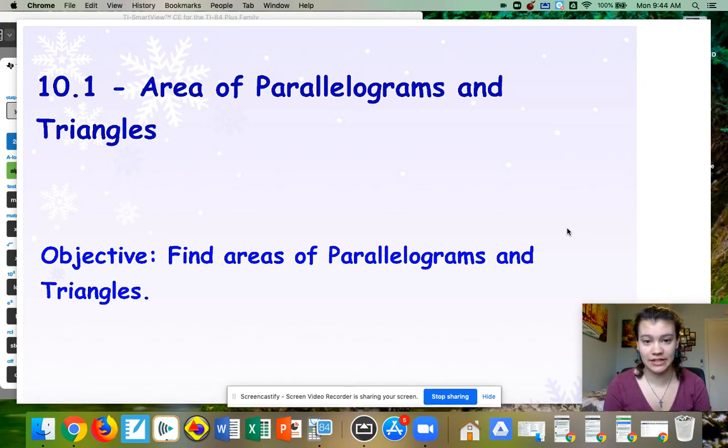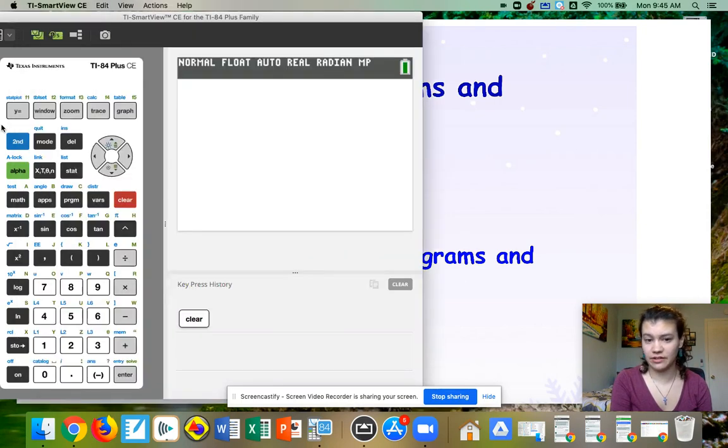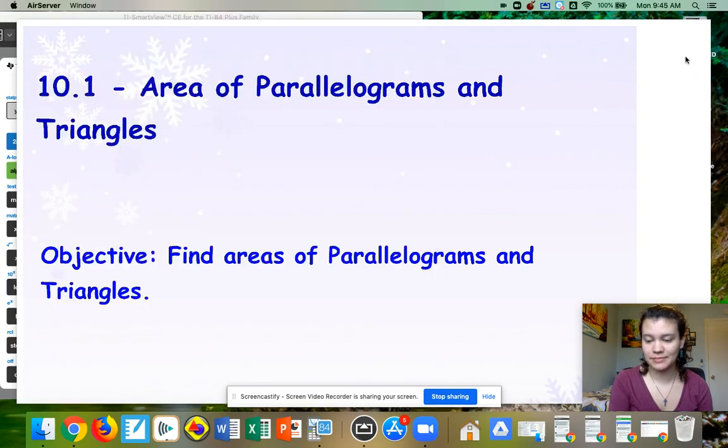But to get to areas of parallelograms and triangles, you can obviously see my video down here in the corner. And then this is my iPad screen. So I'll be writing on this in Notability. And over here, I have a calculator that I'll show you if we need to do calculations. But that's kind of the setup. And let's get started. So the objective is to find the area of parallelograms and triangles, obviously.